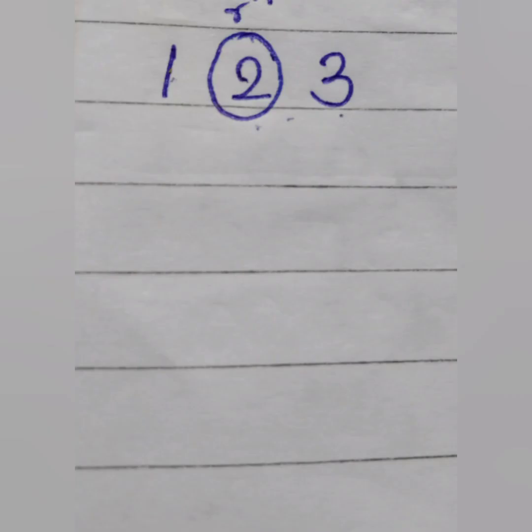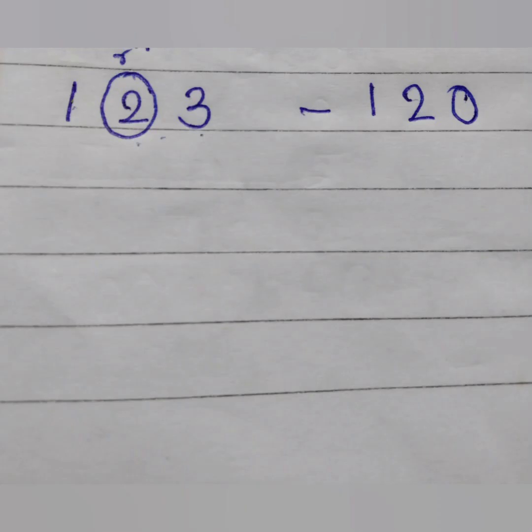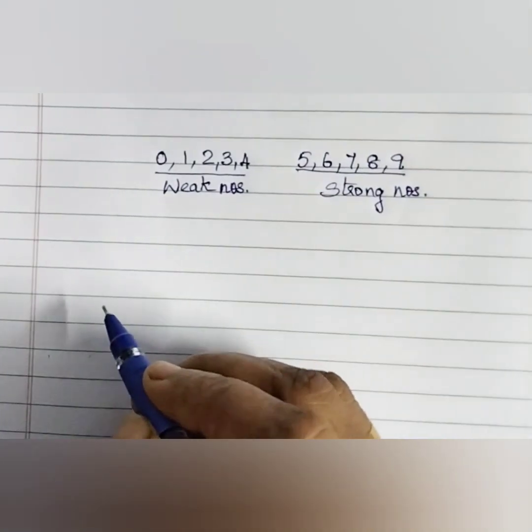Next is 123. The digit to be rounded is 2. 3 is at the right of 2 and it is a weak number. So we are replacing 3 to 0 and 2 remains the same. It is 120.